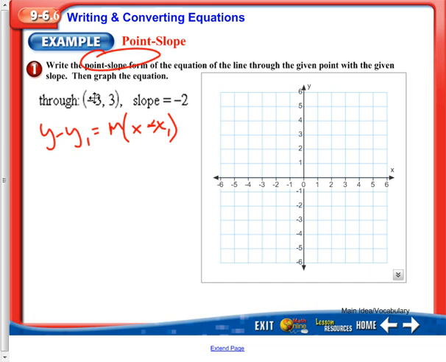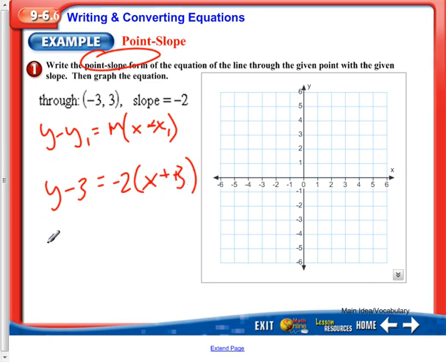So the point is negative 3, 3. So it's going to be y minus 3, the y value, equals m, which is the slope, negative 2, times quantity x minus x1, which is negative 3. So we can fix that. Alright, so we have y minus 3 equals negative 2 times quantity x plus 3. And then we're finished.